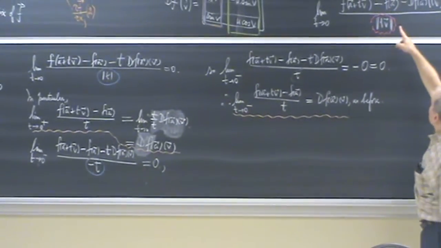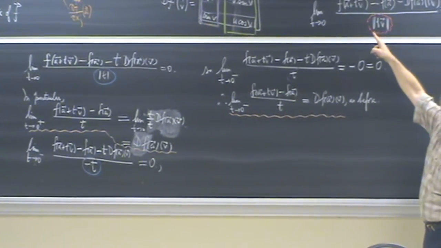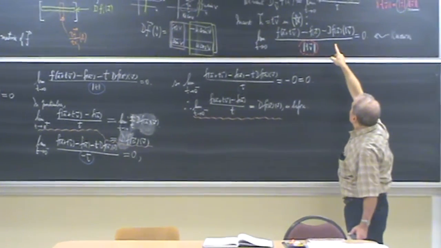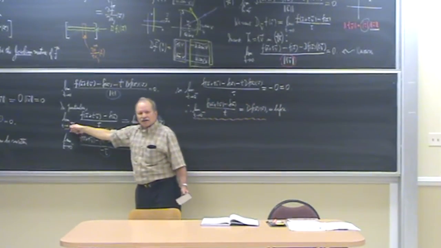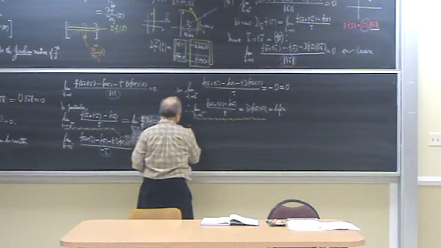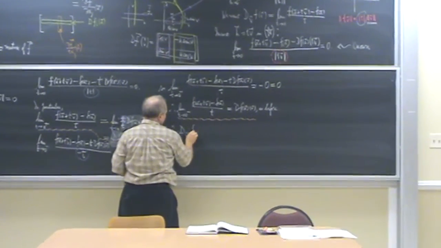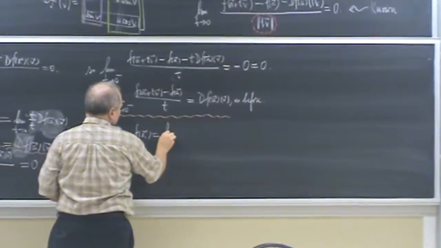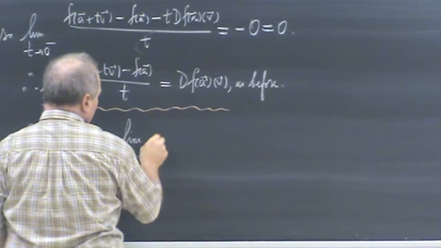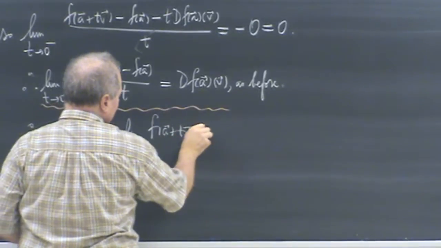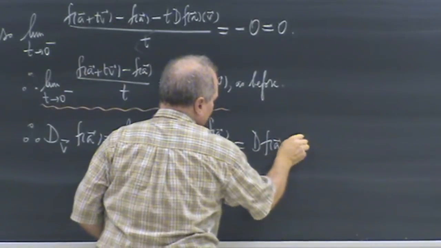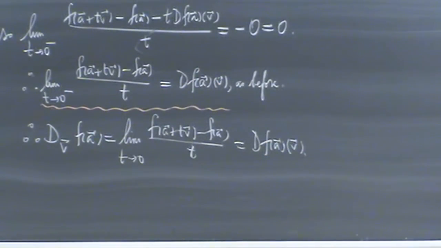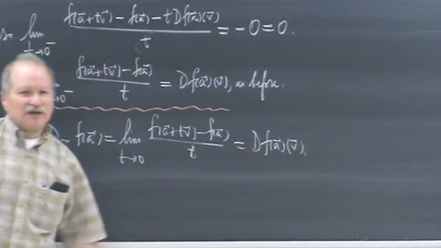Okay. Therefore, do I not have what I wanted up there? I've got that the directional derivative is this limit without coming in either way. It's just the limit. This limit as t goes to 0 of blah is df of a applied to b. And that's what I wanted. So if the function is differentiable, at long last, the directional derivative is gotten by evaluating the derivative on the vector.